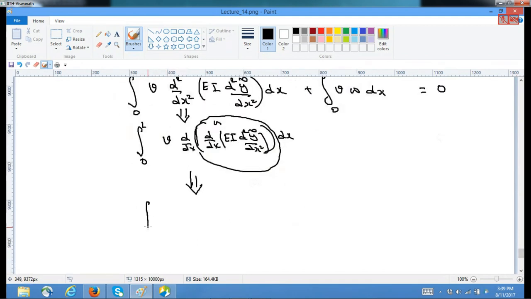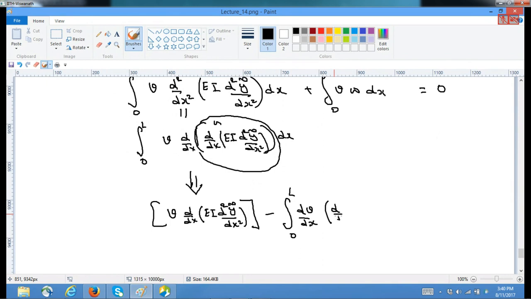I can replace this term, using integration by parts, as v times d by dx of EI d square y tilde by dx2, evaluated from 0 to L, minus the integral from 0 to L of dv by dx times d by dx of EI d square y tilde by dx2 dx. Okay, the same term has been elaborated. So this is the same term. I'm only expanding the first term.